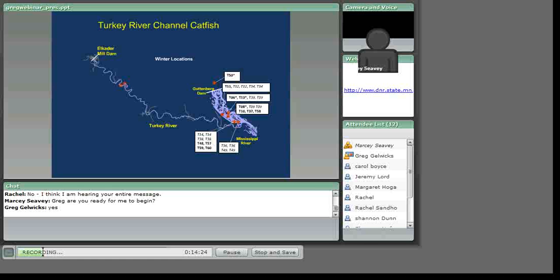And this was due to a lack of deep overwintering habitat in the Turkey, and this migration allowed them to utilize habitats that were available during spring, summer, and fall, and then they'd move downstream to access overwintering areas. Upstream of the dam at Elkader, there isn't a measurable channel catfish population.